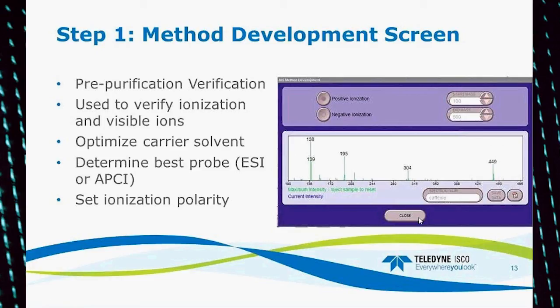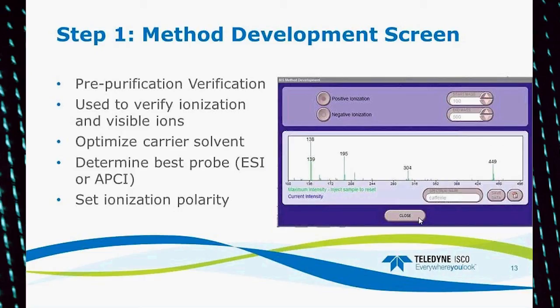The reason for this screen is, over on the left-hand side, you want to verify that your ionization occurs and that you have the correct M+1 value that you can program into your collection to use during the purification. It can be used to verify the ionization and what visible ions are there. You can use it to optimize your carrier solvent.